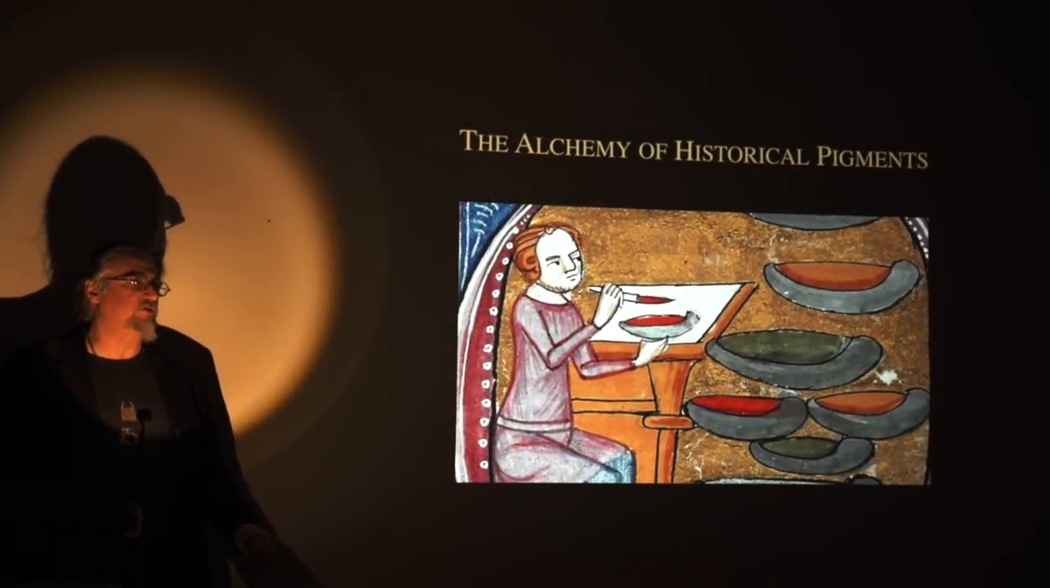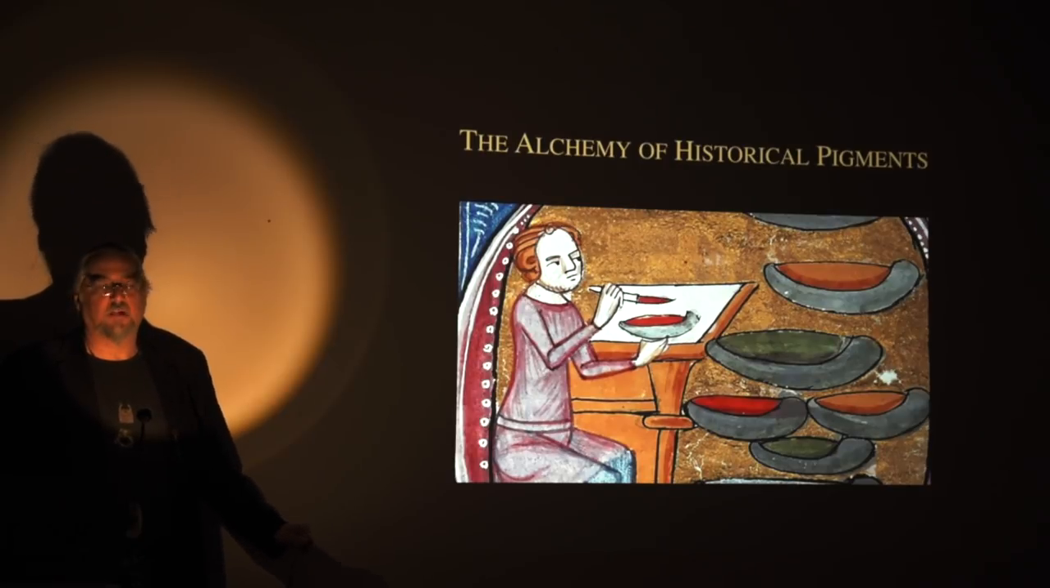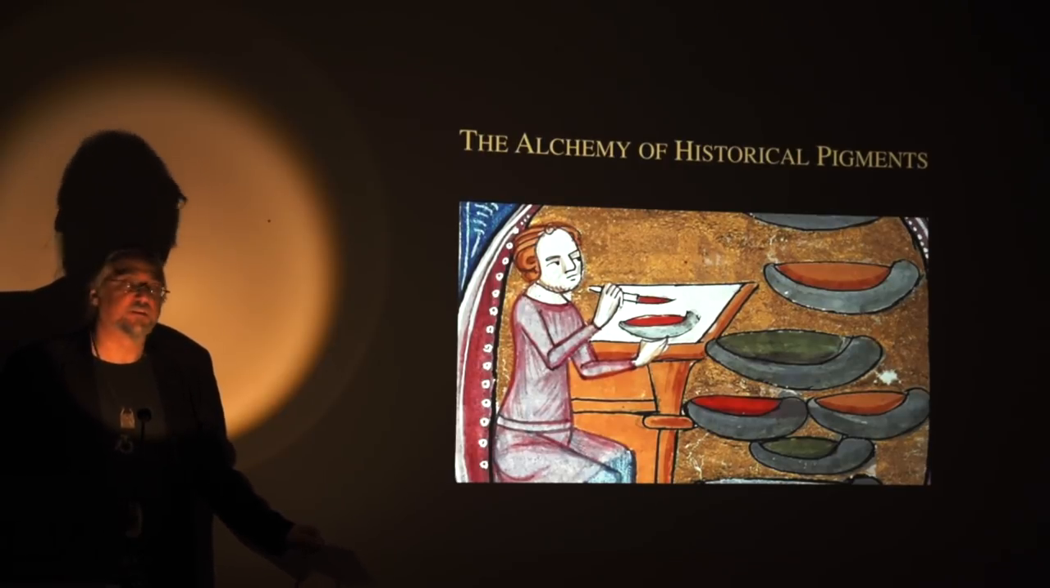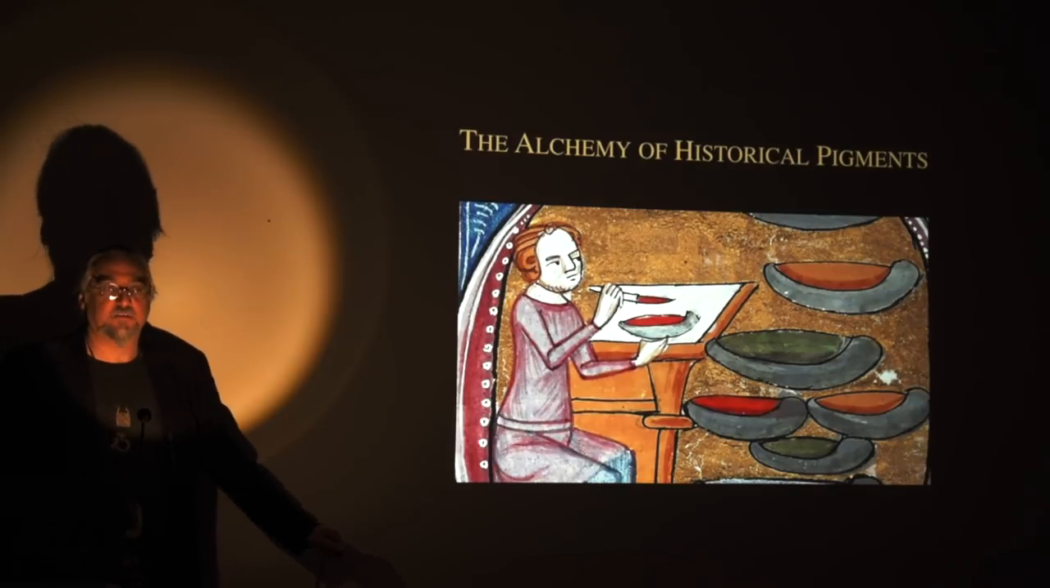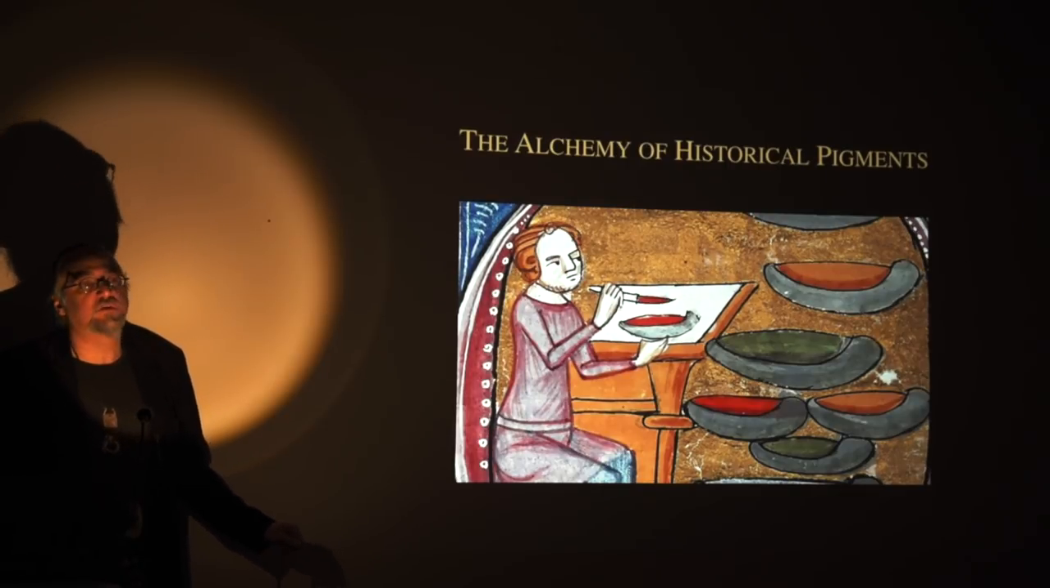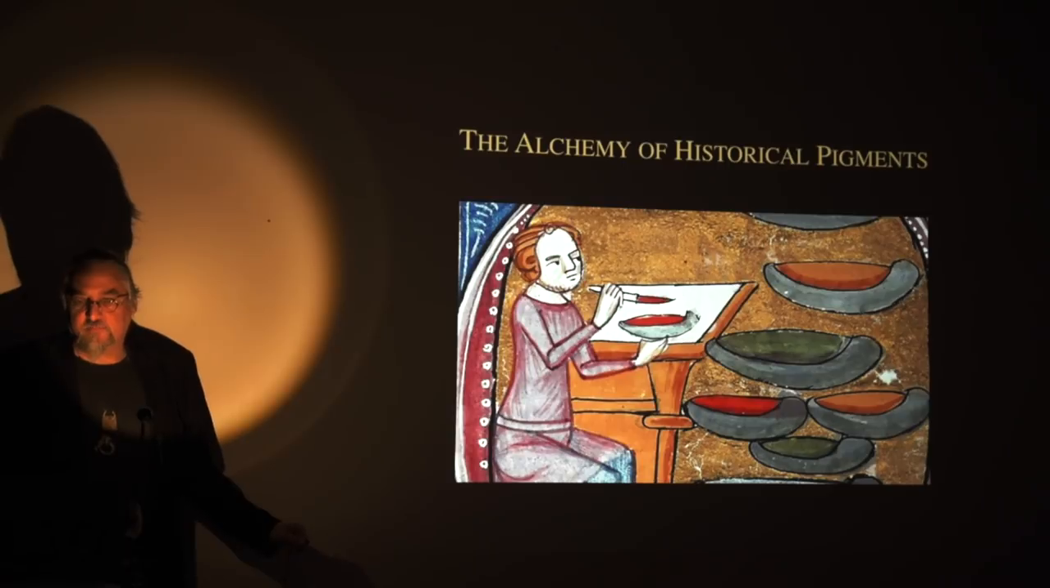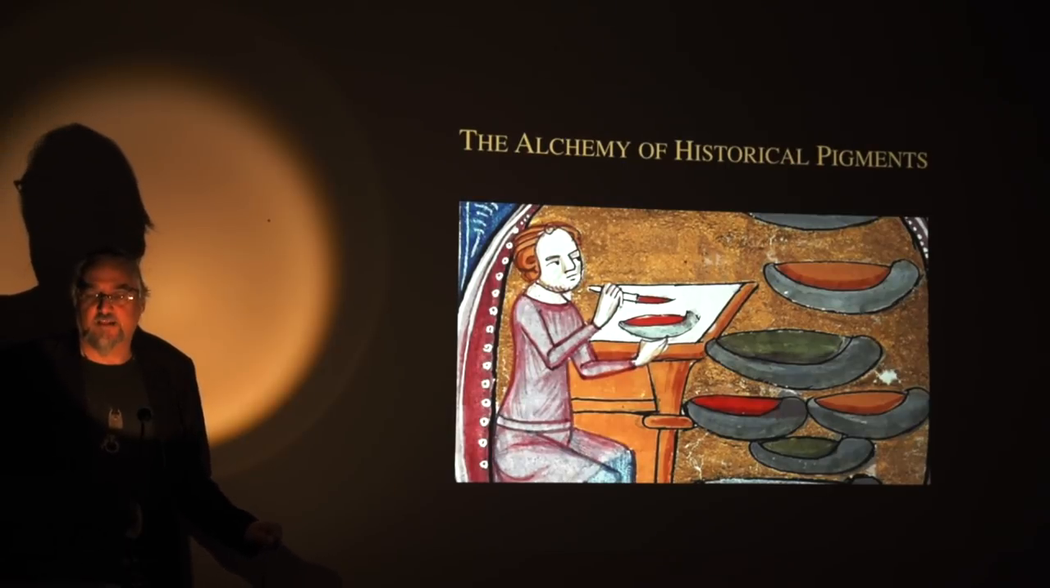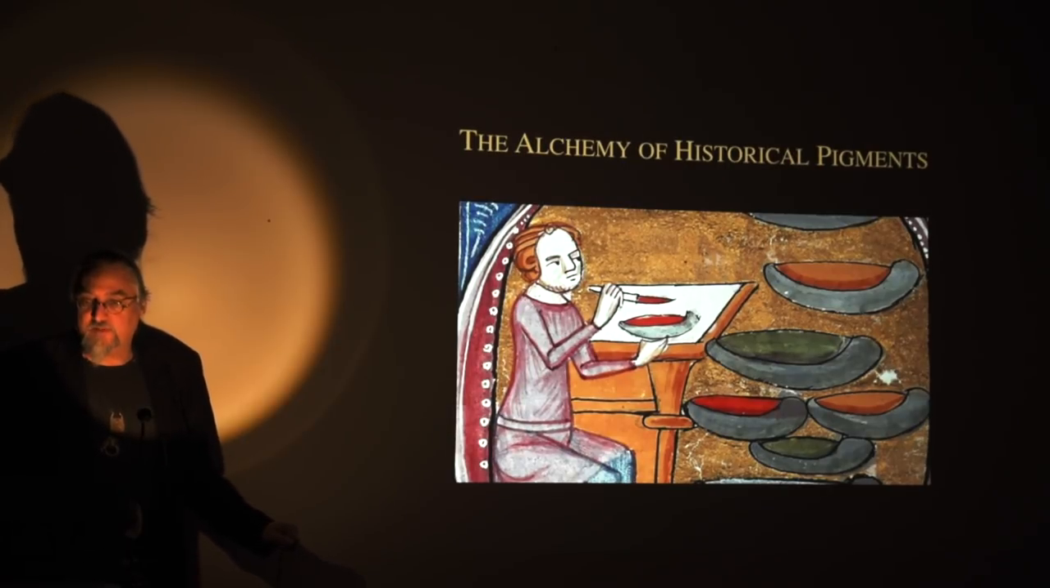To this next lecture on the series on alchemy and paint. We're here at the Vienna Academy of Visionary Art. It's the 2019 winter trimester. And in this particular presentation, I want to go into the alchemy of historical pigments.